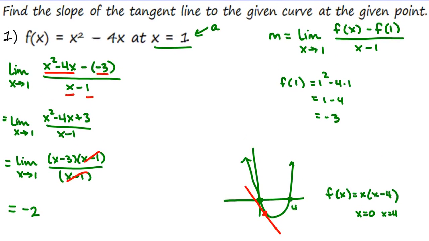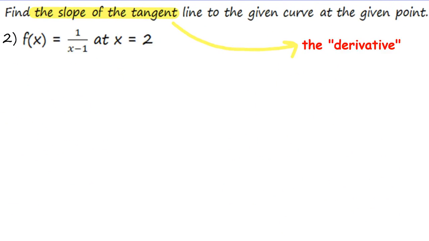Now, on to number 2. Find the slope of the tangent line to the given curve at the given point. Okay, new vocabulary term. It's a mouthful every time to say, find the slope of the tangent line. So the word for it is derivative. You've probably heard that word before, derivative. Now, the process of finding a derivative is called differentiation.